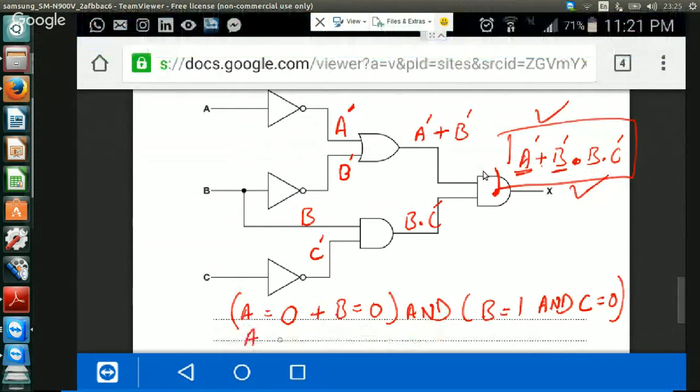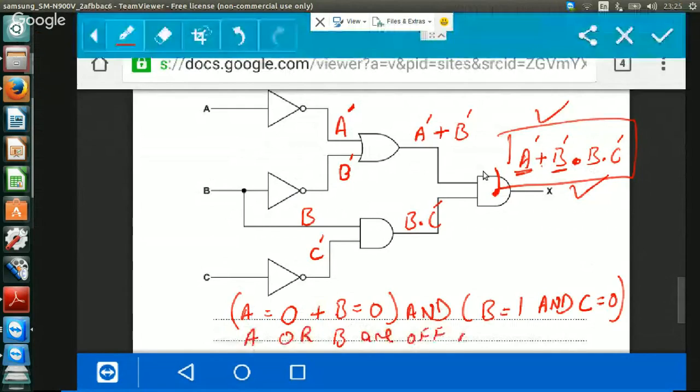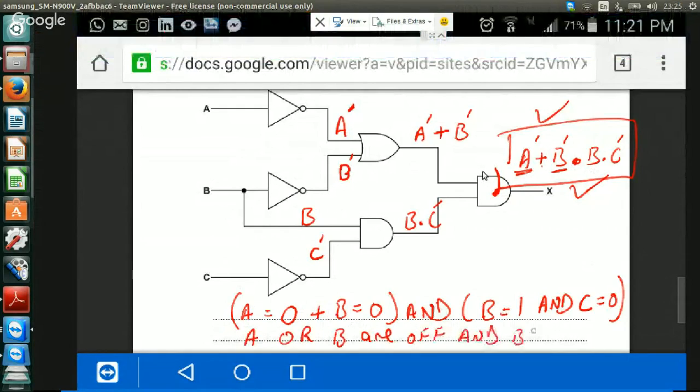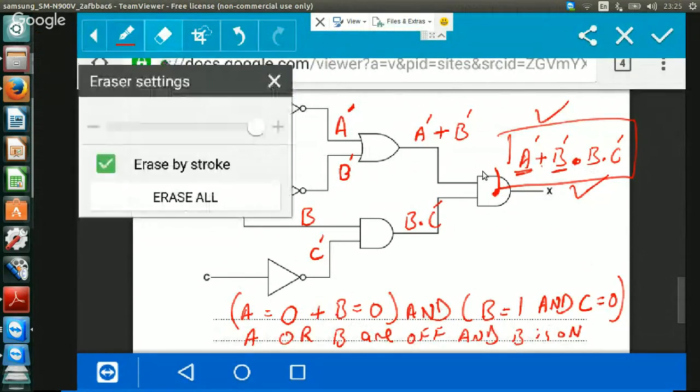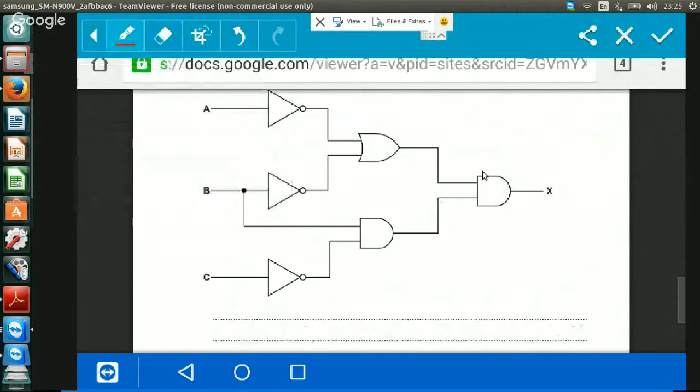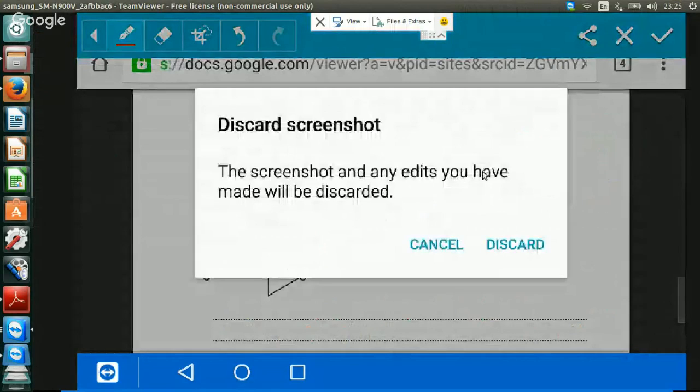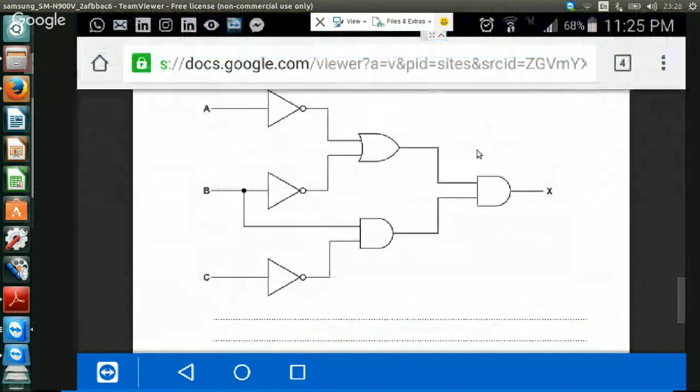A or B are off and B is on and C is off. I guess you get the topic, get the thing. Okay. So this is how you write down the equation. We have done with this part.